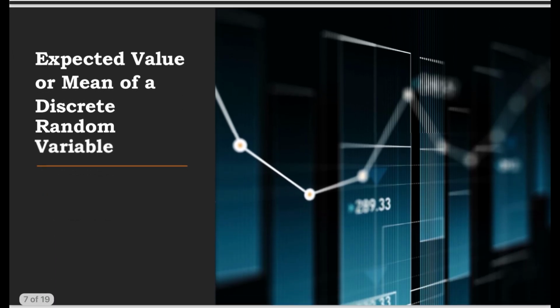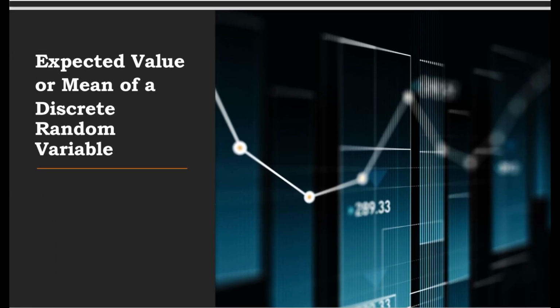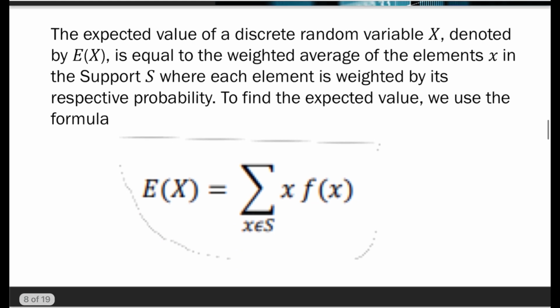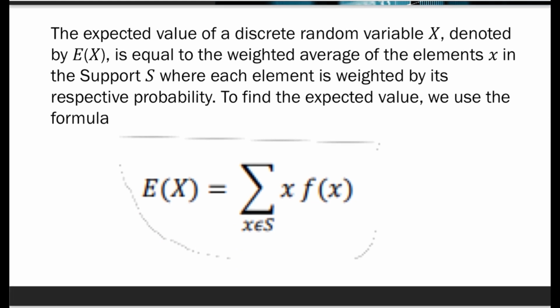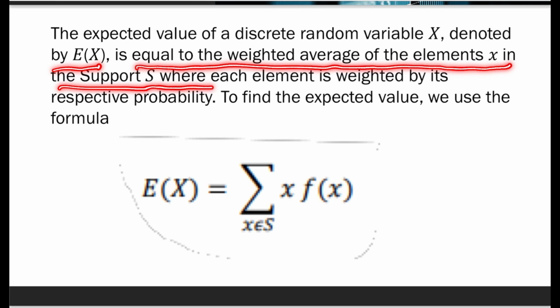Now, let's talk about expected value or mean of a discrete random variable. Take note, expected value is otherwise known as the mean or the average. Let's define an expected value. The expected value of a discrete random variable x, denoted by E of x, is equal to the weighted average of the elements x in the support S, where each element is weighted by its respective probability.